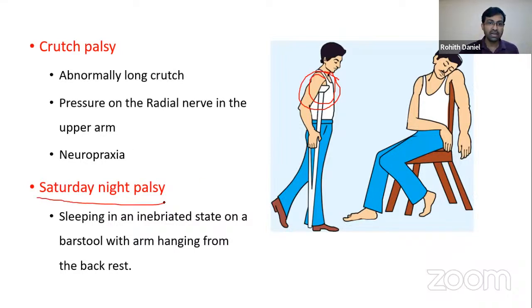Then you have Saturday night palsy. In Saturday night palsy, what happens is that you know what happens on Saturday night, isn't it? So people will go out for enjoyment and they will consume alcohol, get inebriated, and sleep on the bar stool like this, with the arm dangling behind like this, and the arm will be resting on the back support of the chair. And this will cause compression of the radial nerve, again cause a high radial nerve palsy.